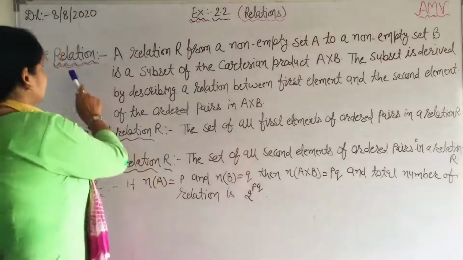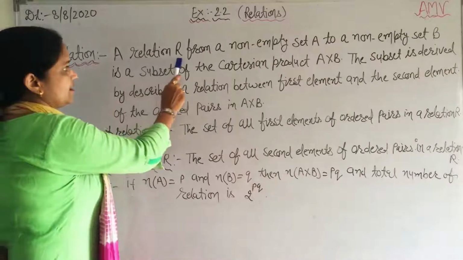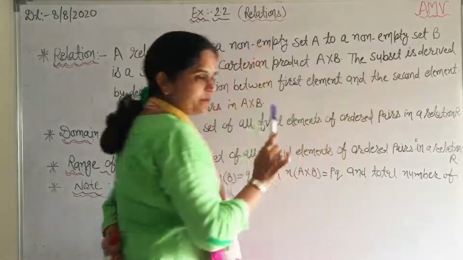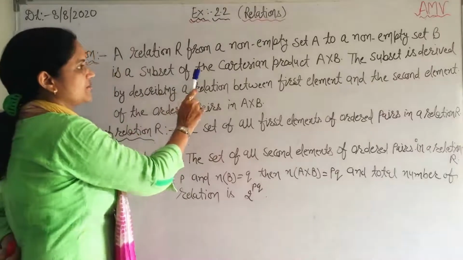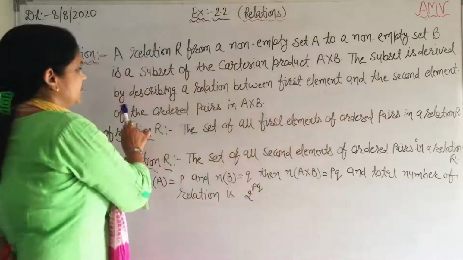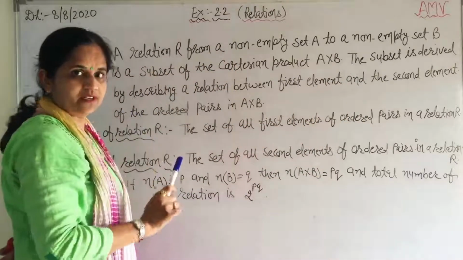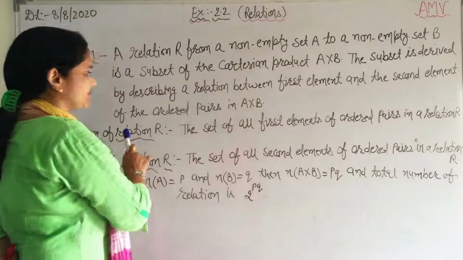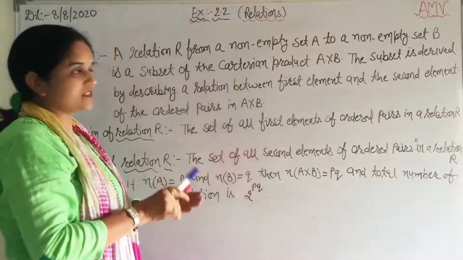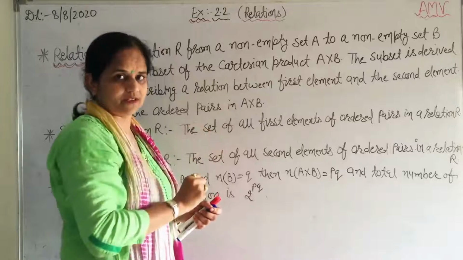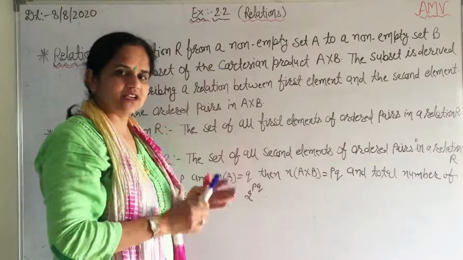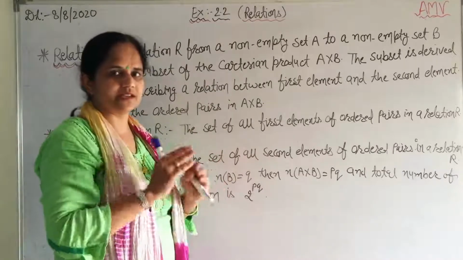First, what is a relation? A relation from a non-empty set A to a non-empty set B is a subset of the Cartesian product A and B. The subset is derived by describing a relation between the first element and the second element of ordered pairs in the Cartesian product AB. It means, students, that a relation is always a subset of, or equal to, the Cartesian product of two sets. A relation can be derived from a set to itself also.